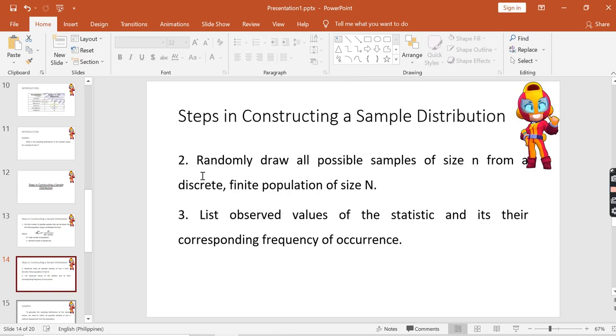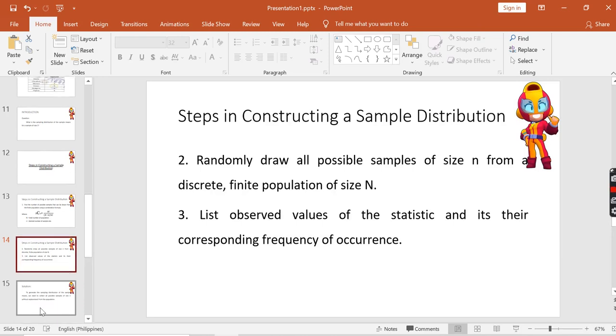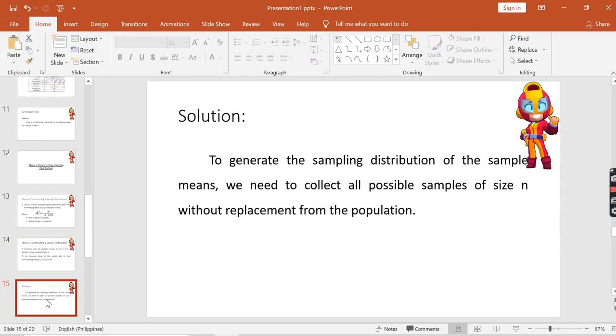Okay, step 2. Randomly draw all possible samples of size n from a discrete finite population of size N. And lastly, list the observed values of the statistics and its corresponding frequency. Okay, so let's get straight to the solution. To generate a sampling distribution of the sample, we need to collect all the possible samples of size n without replacement from the population. So therefore, a value will not be repeated. Okay? Since without replacement.